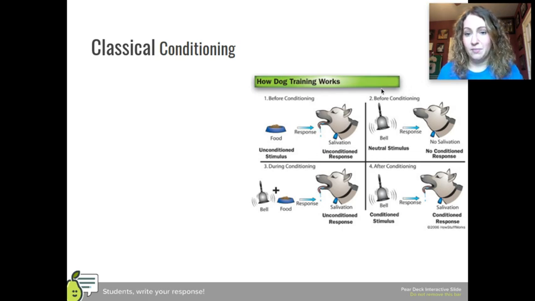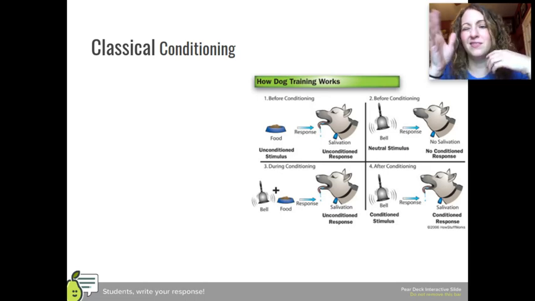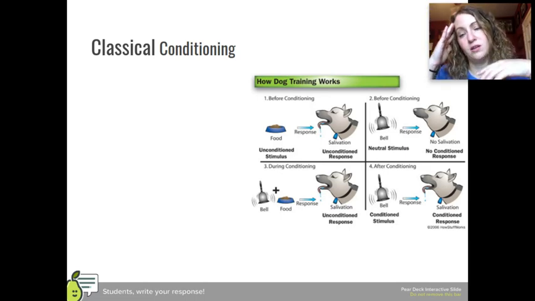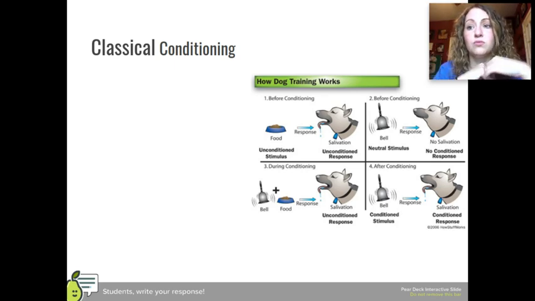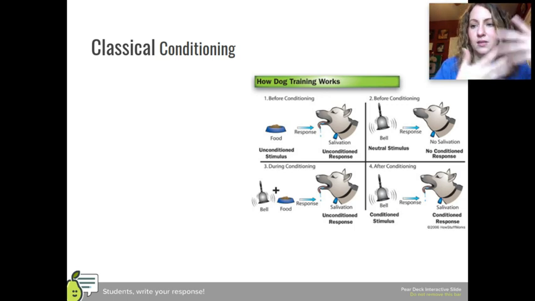And here is that same picture again. Before conditioning, we have food and salivation. Before conditioning, the bell doesn't do anything. And then you pair them together, the food and the bell. And the bell should come first. If you present the food and then ring the bell, it doesn't do anything. The dog doesn't learn to associate the food with anything because they're too busy eating. The bell has to be right before the food. It can't be bell, wait 10 minutes, and then the food, because there has to be some sort of anticipation. There has to be a sense of, oh, is it happening right now?